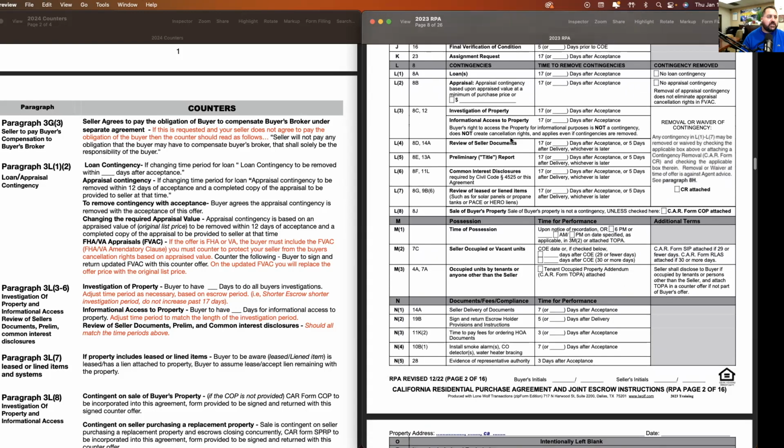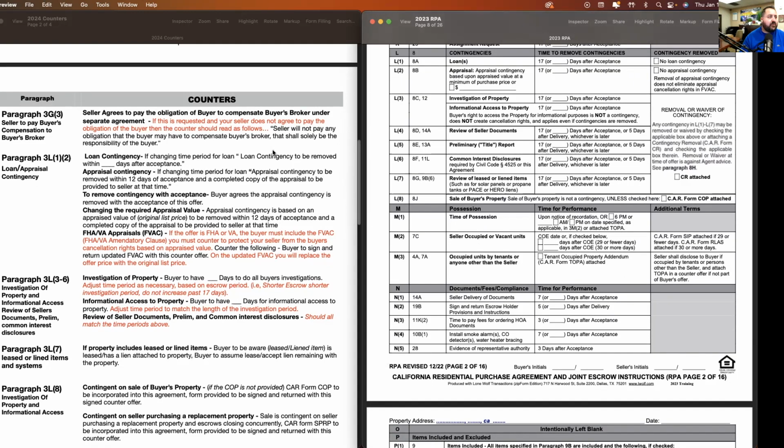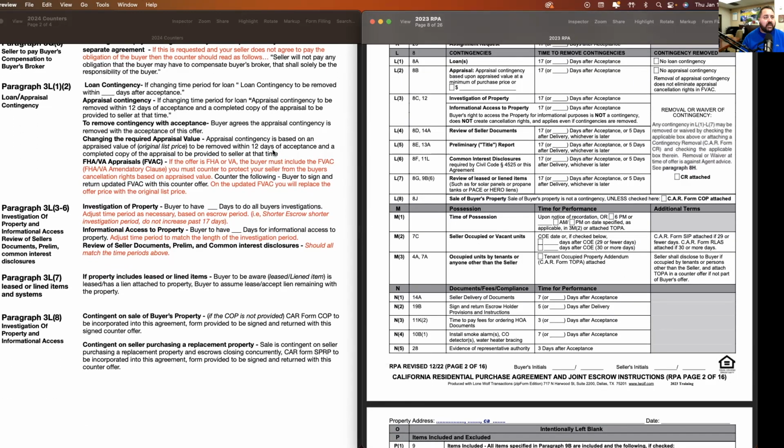So we're going to skip straight down here to paragraph 3L, which is going to be the loan contingency, the appraisal, the investigations, all that stuff. We're going to get to that right now. So 3L1 is the loan contingency. If I'm changing the time period for the loan contingency from 17 days: loan contingency will be removed within blank days after acceptance. Very straightforward. There's really nothing that's critical in how you word that other than this is what the period of time is.